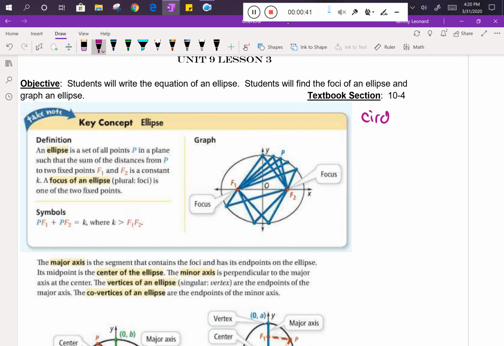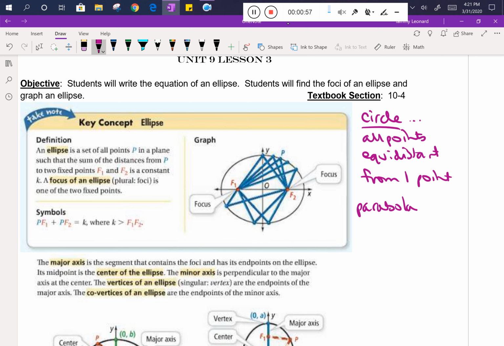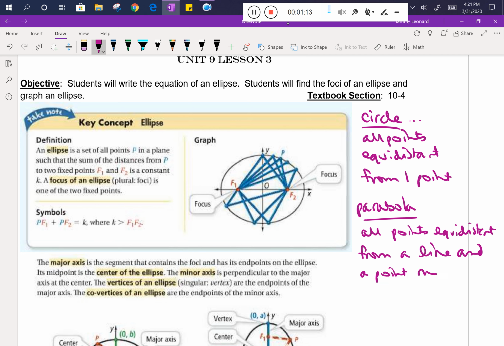A circle is all the points equidistant from one point. And we call that point the center. A parabola is all the points equidistant from a line and a point not on that line.